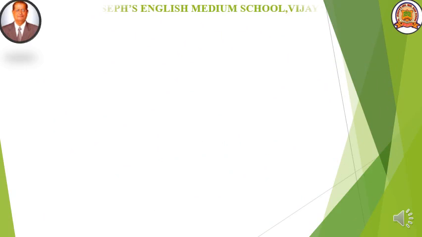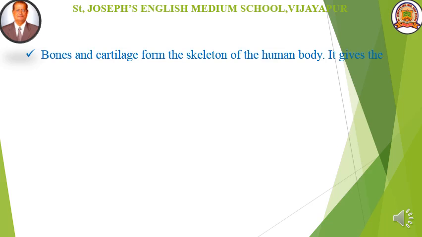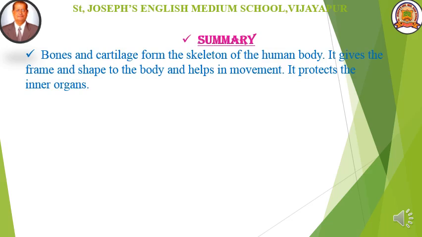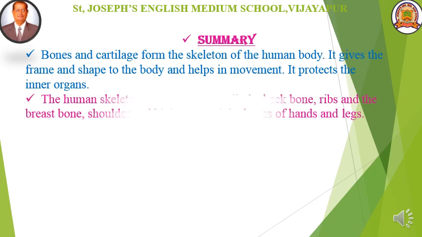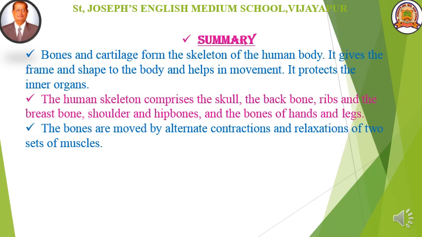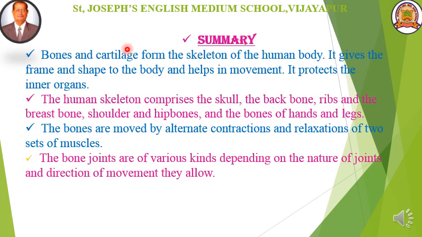These are the gait animals. Let us summarize the important points of this topic. Bones and cartilage form the skeleton of the human body. It gives the frame and shape to the body and helps in movement. It protects the inner organs.